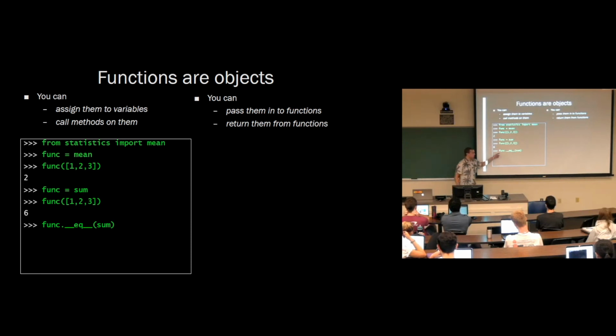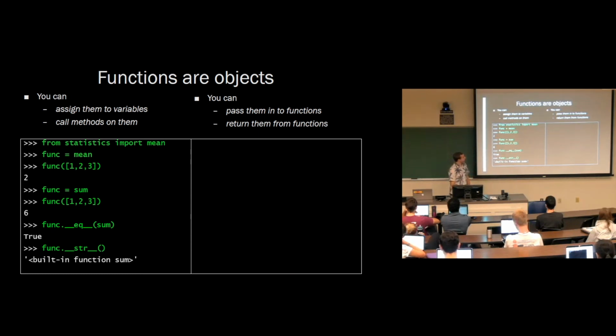And we can even check if functions are equal to other functions. So we've got func and sum. This should be true, and it is true. And the string representation of a function is pretty much what we saw on the first day. We can also pass them into functions and return them from functions because, again, they're just objects. So let's say we print func. Here, we're passing func in as an object, and so it's going to get printed like an object. We print the string representation of this object.